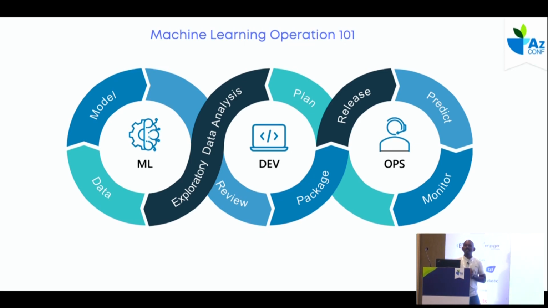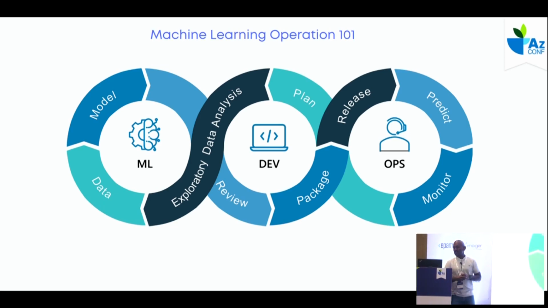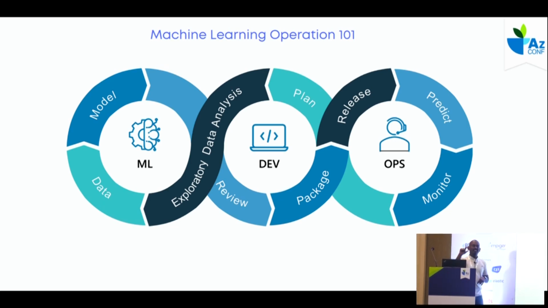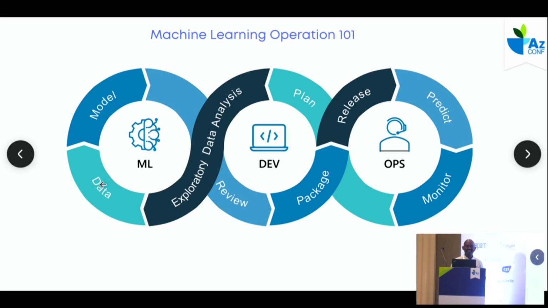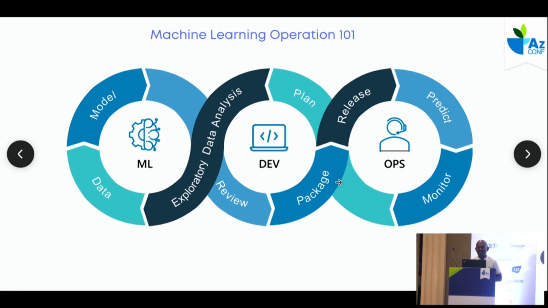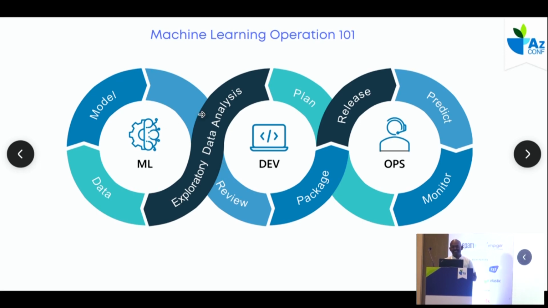How many people have seen this before? Great. Okay, thank you. So in the circle, in our DevOps, it starts with the code. Here, where does it start? It starts with the data. Okay, for a DevOps engineer, where will it start? Plan, okay. So it's a cycle, it's an iterative process.